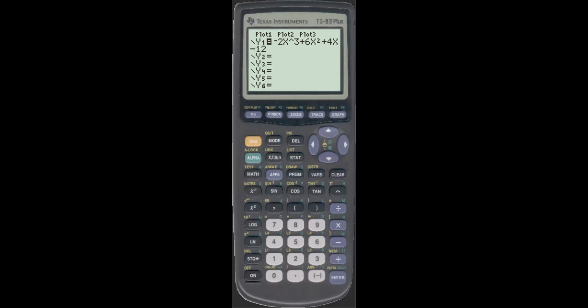Okay, so if you're seeing my screen, make sure yours matches that, because when I go to graph this, I'm going to do a zoom standard. You're going to see that obviously it comes down like that. So just double check, make sure you're using the negative, not the subtraction. That could also cause some issues.